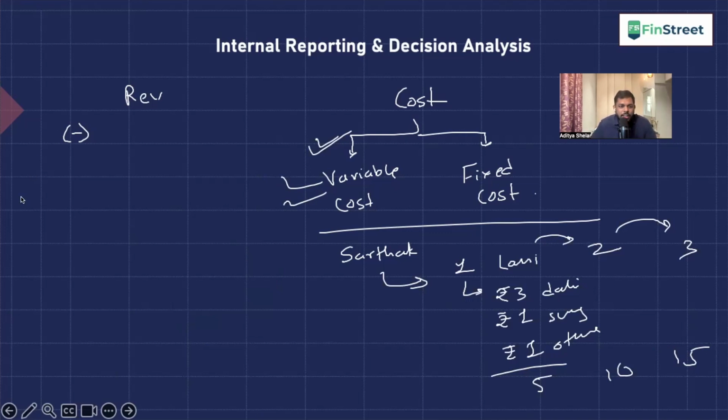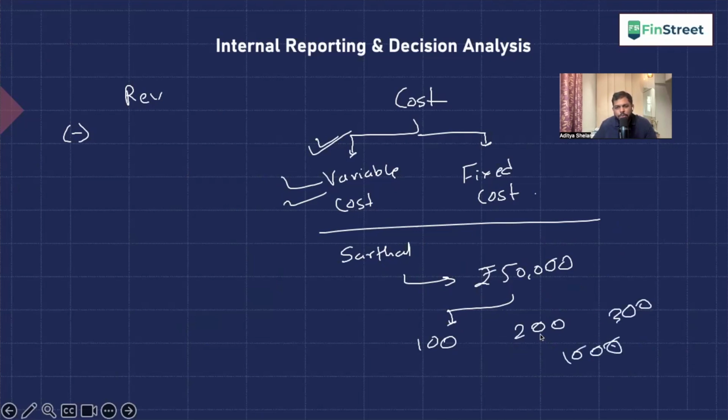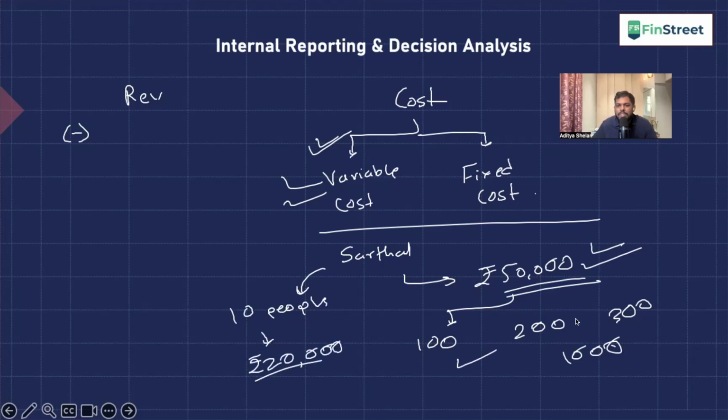Okay. Now let's come to fixed cost. Going back to Sarthak's dairy farm, the rent that he's going to incur, let's say his dairy farm's rent is 50,000 per month. Irrespective of 100 units being produced, 200, 300, even 1,000 units being produced, the rent is going to stay the same. Let's say Sarthak has a team of 10 people and their salary is around 20,000 per person. Irrespective of how much they are producing, if they're working for 1 month, you will pay them only 20,000 rupees.